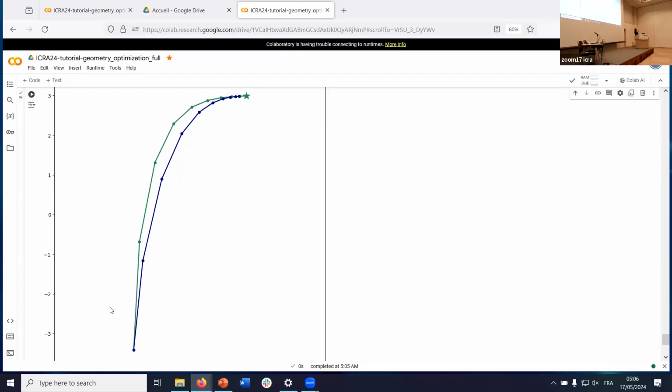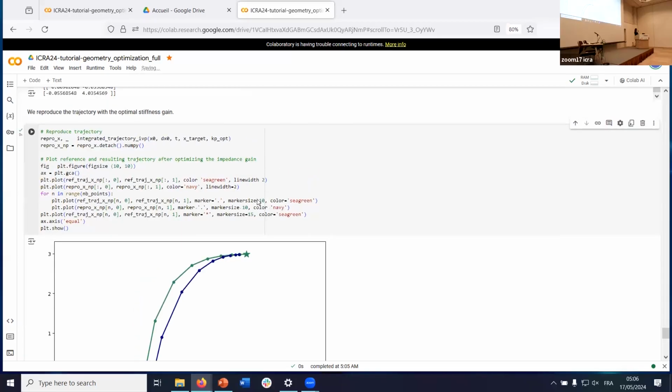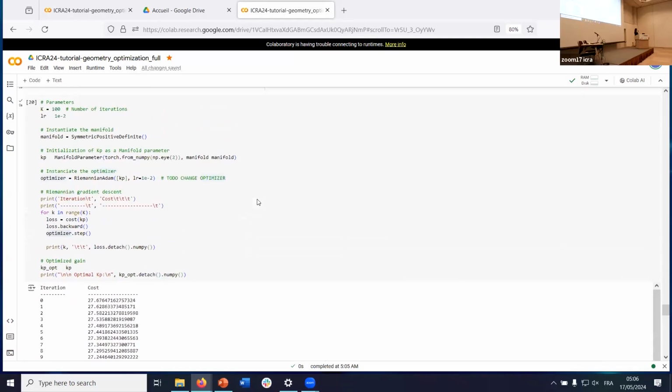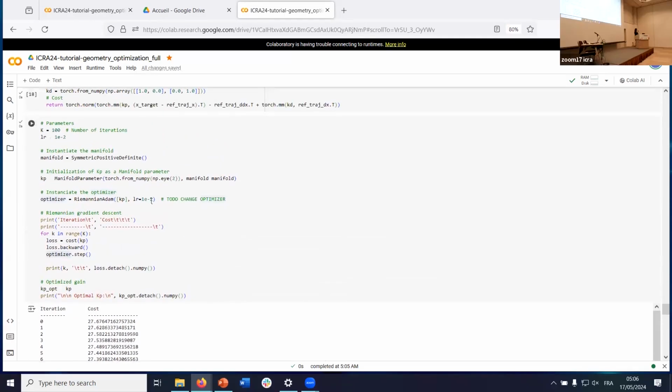Yes? You were using a fixed step size here. Is it possible to adapt the step size during iteration? Yes, you can do that, yeah. The step size appears in the optimizer, I think. Yeah, I give it as a parameter to the optimizer, so you could change it in the optimizer, and then continue to run your loop. So this is possible, yeah.